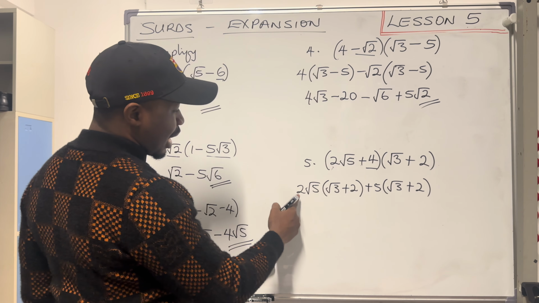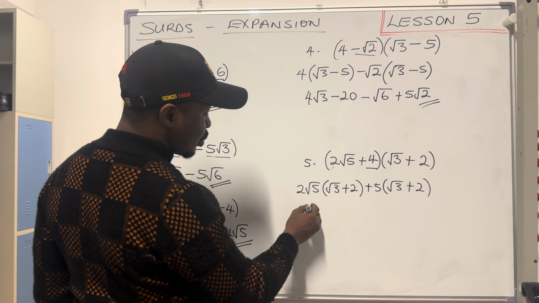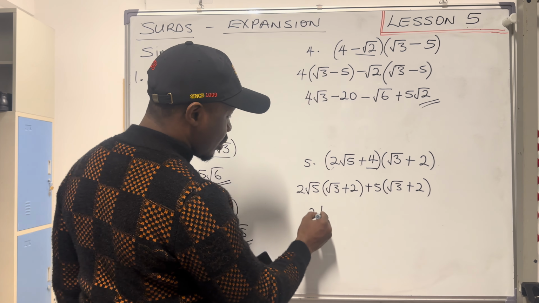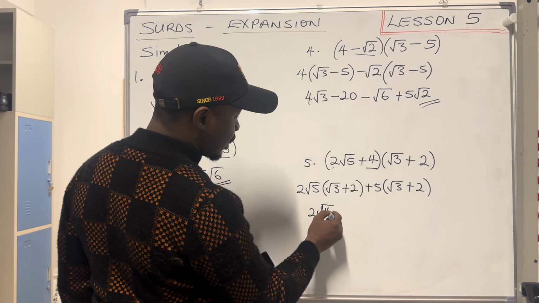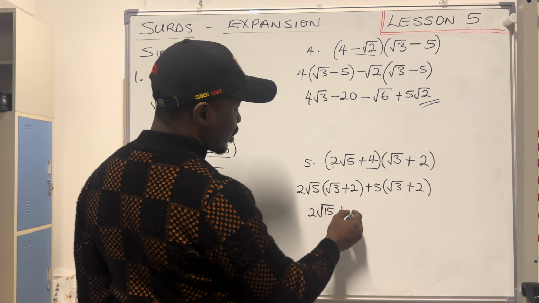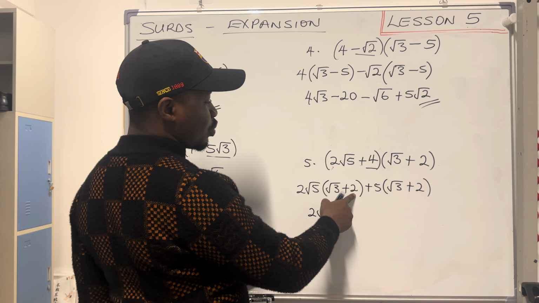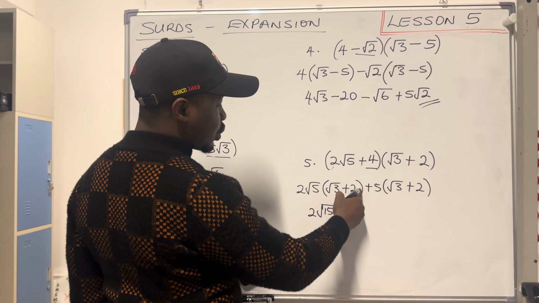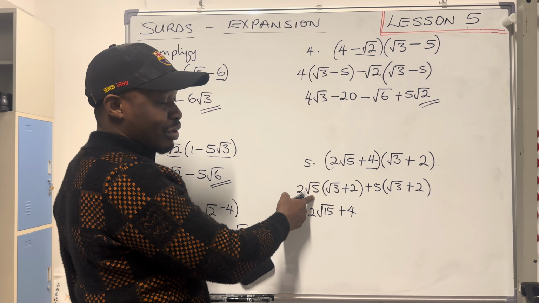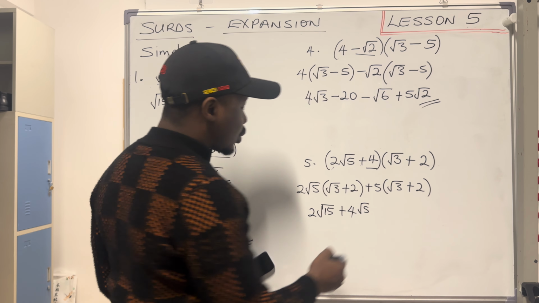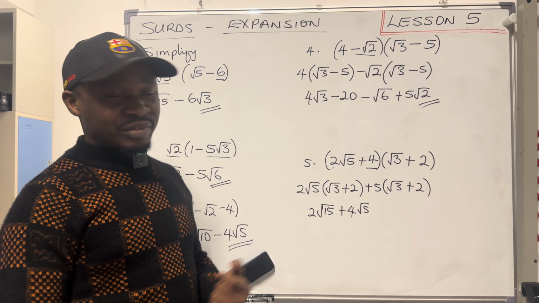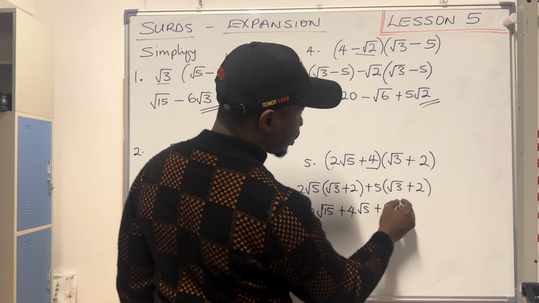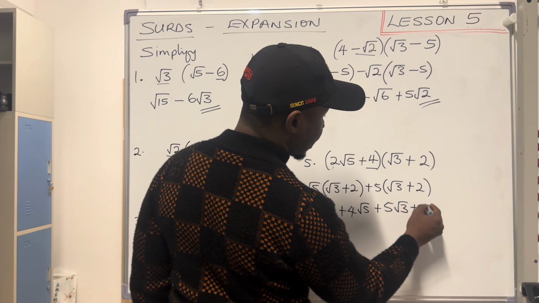So this times this, outside is 2, outside is 1. 1 times 2 is 2. Root 5 times root 3, they are not the same. So we need the roots. 5 times 3, 15. Plus by plus is plus. Root 2 root 5 times 2. This is not a surd. 2 is not a surd. So 2 times 2 is 4. There is no surd here, but here there is. So we write the only one that's available, which is root 5. So 2 root 5 times 2 is 4 root 5. So we have this one. 5 times root 3, 5 root 3. 5 times 2 is 10.